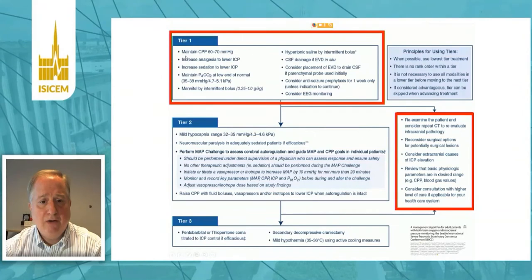And the tier 1 treatments are outlined here in keeping the cerebral perfusion pressure 60 to 70, using analgesia and sedation, keeping CO2 in a relatively low end of normal range, using intermittent dosing of either mannitol or hypertonic saline, using ventricular drainage to drain CSF, considering anti-seizure medication, and considering EEG monitoring. And the guideline really goes through the details of how to use the guideline. It's important to read this document and what to do in between tiers, especially re-imaging the patient and considering surgical options.